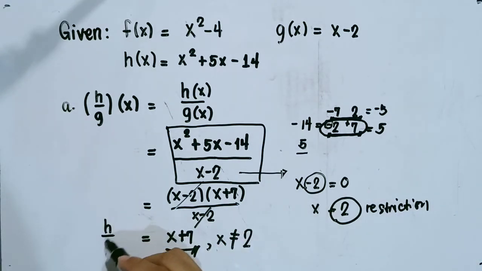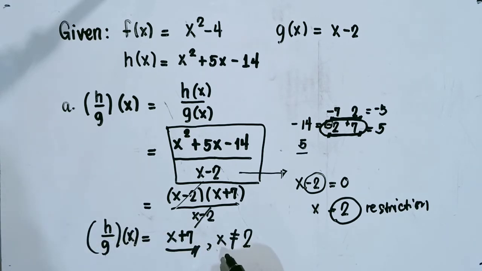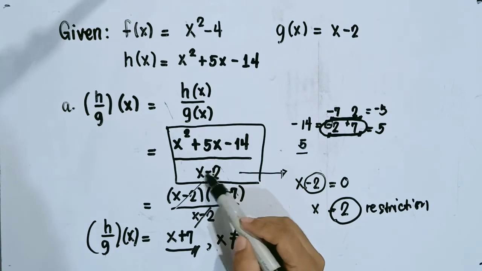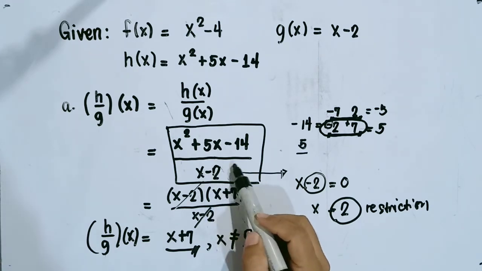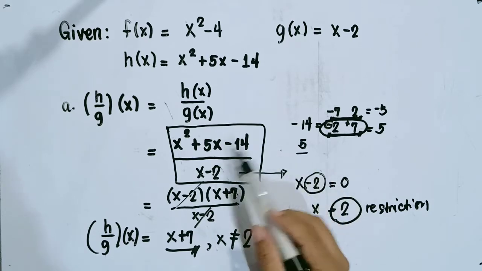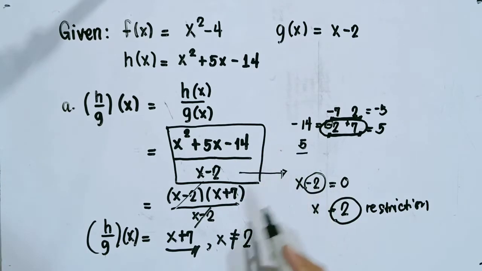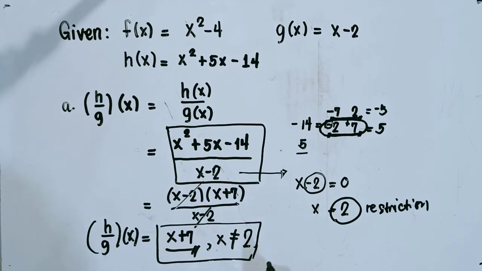So our answer is h over g of x is equal to x plus 7, wherein x is not equal to 2. If our x is 2, so 2 minus 2, our denominator will become 0. And that will be undefined. So that's why we have our restriction positive 2 in the denominator.